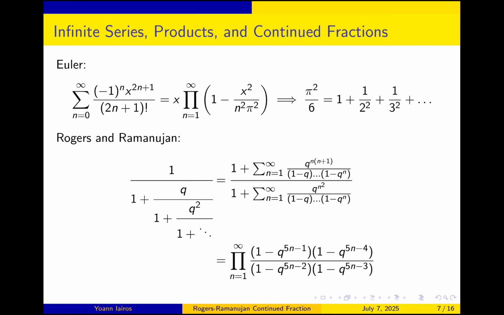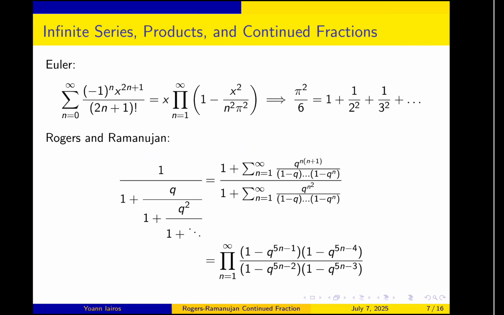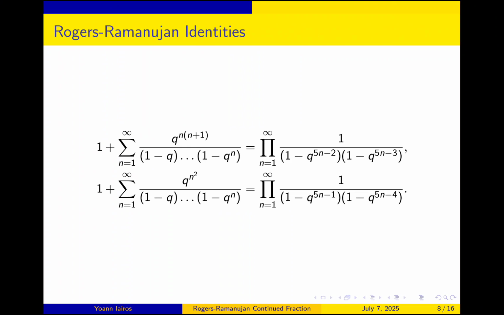And the Rogers-Ramanujan continued fraction can be converted into infinite series and infinite product as shown on the screen. So actually in the quotient of infinite series, the numerator is actually equal to the reciprocal of the infinite product in the denominator, and similarly for the infinite series in the denominator, it's equal to the reciprocal of the infinite product in the numerator. And these two equalities are known as the Rogers-Ramanujan identities.